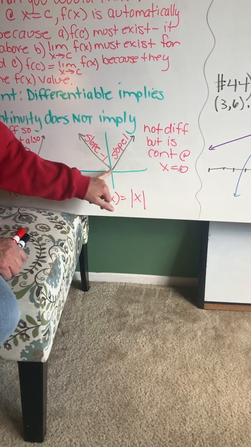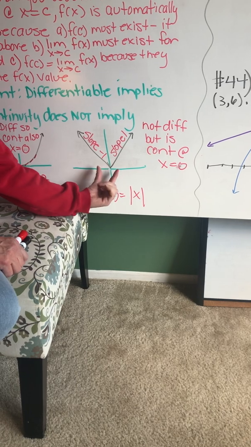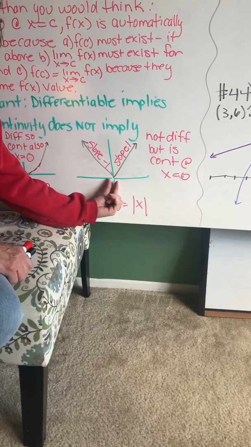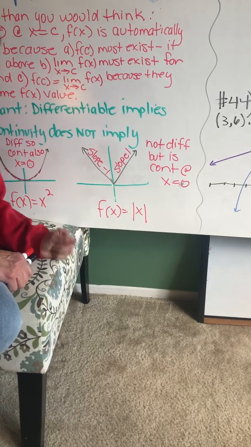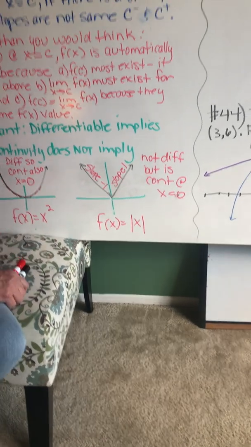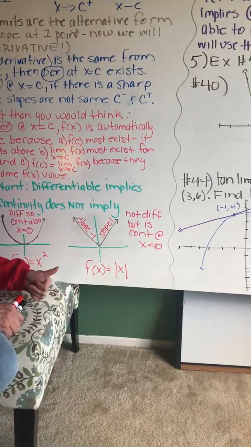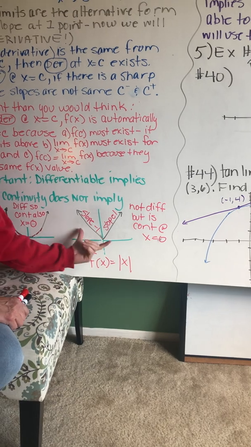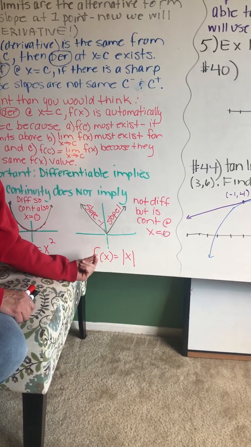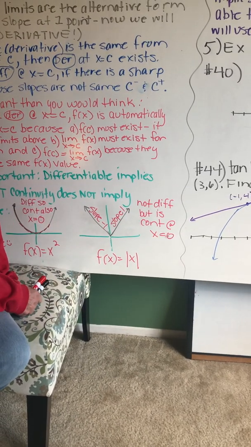So this function is not differentiable at x equals 0 because as you approach from the left and the right, the slopes are not equal. It is 1 on the right, -1 on the left. However, without a doubt, this function is continuous, right? At every single x value, there's a y value, right? And as you approach each x value, the y values exist. There's a limit as you approach each x value.